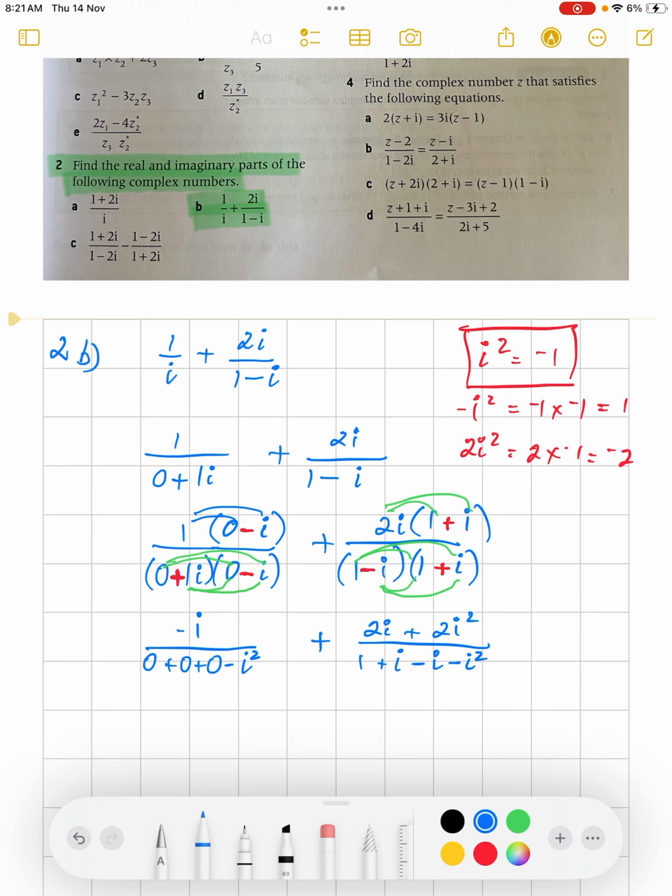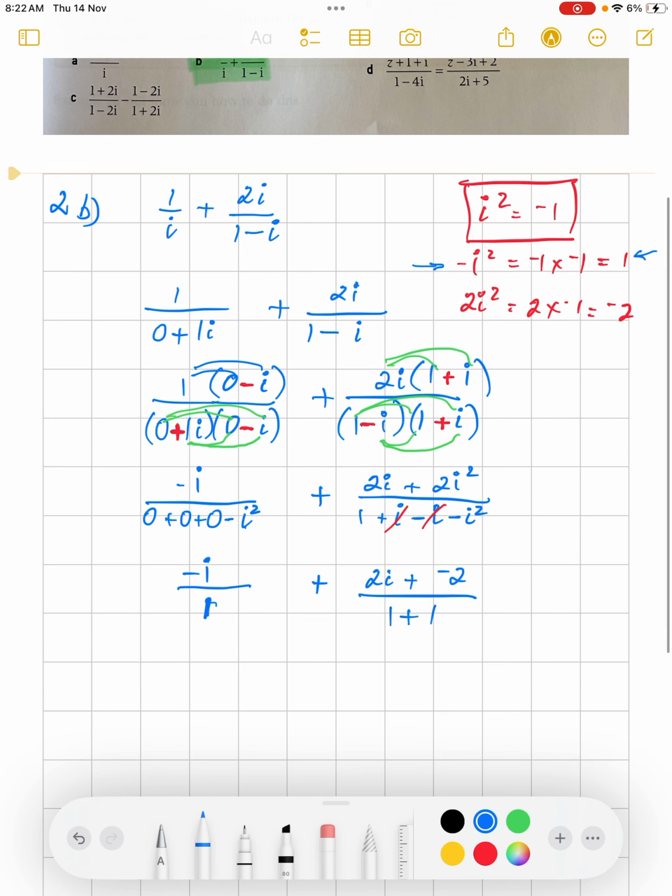So let's change. We'll leave that as negative i on the numerator. Make sure it doesn't look like a 1. Negative i squared underneath is a 1 from our first line here. And we'll leave the 2i. We'll change the 2i squared into negative 2. And we can cancel our denominator, and we're left with 1 plus, and negative i squared is 1.